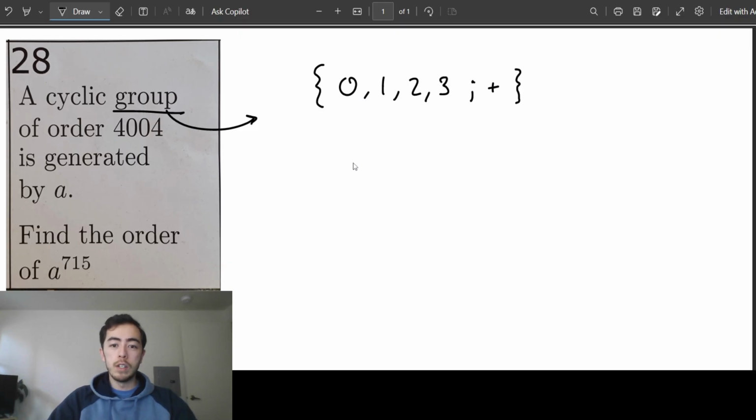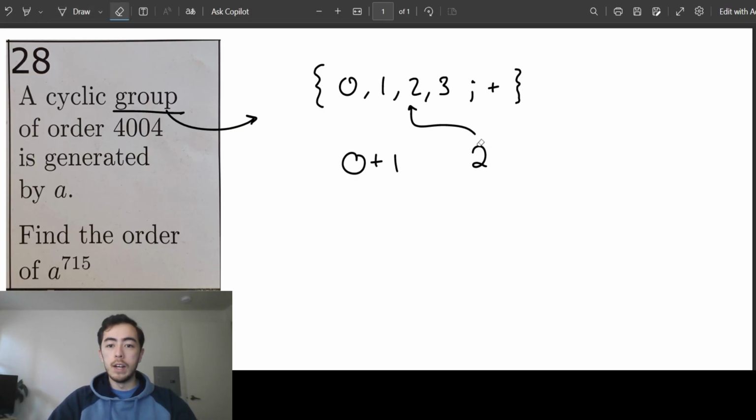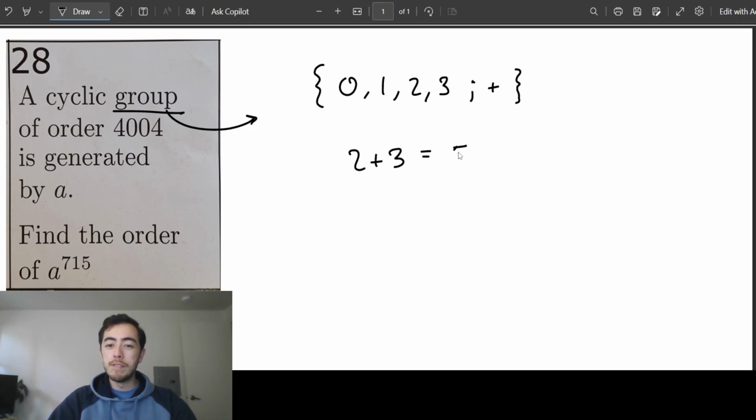So here I could do 0 plus 1. I'm combining those two, and it brings me to another element of my group. And then maybe I'd have to say another rule to make this make sense, because if I do 2 plus 3, 5 isn't an element of my group, but maybe I can cycle back to previous numbers. So 2 plus 3 would be plus 1, plus 2, plus 3. And so I could say 2 plus 3 would be 1 for this group. And the name for this group would be, I think, Z4.